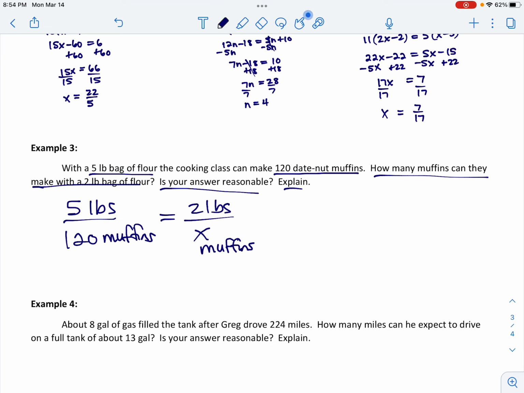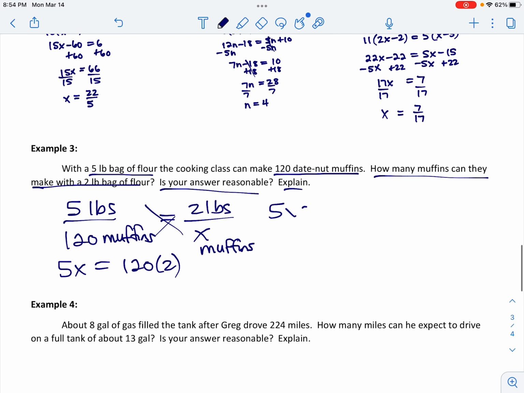So now I can cross multiply just like I normally would. So if I cross those, I'm going to get 5x. So I'll write it over here. 5x equals 120 times 2. So then 5x equals 240. Divide both sides by 5. So then x equals 48. 48 muffins. Label your answers.